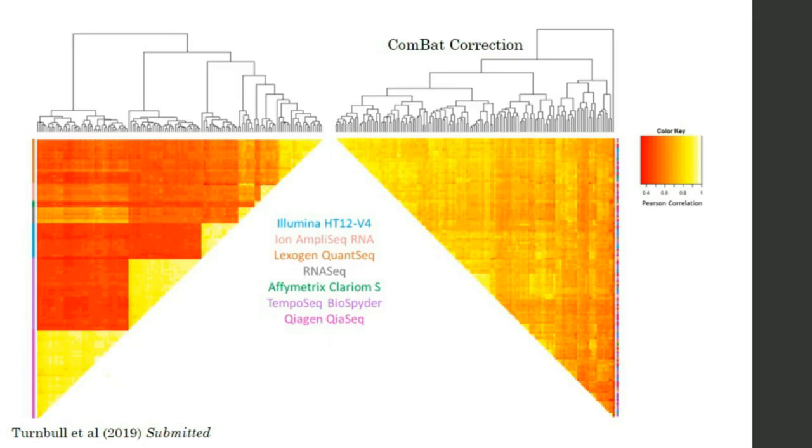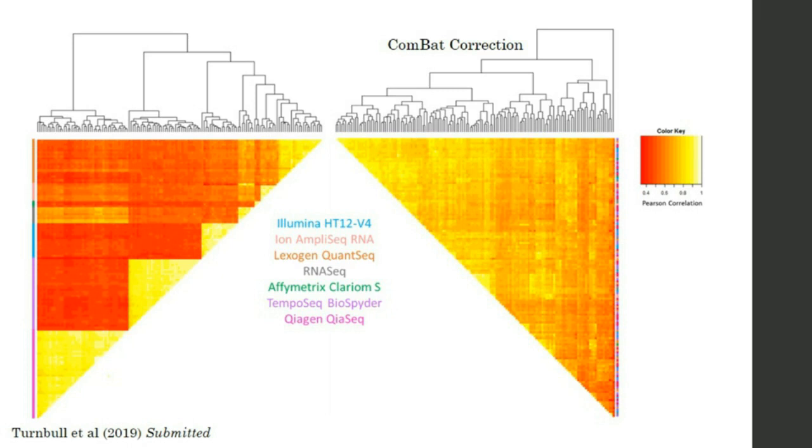So this is, again, something similar to what I showed you before. We have a Pearson correlation heat map. If we look at the left-hand triangle first of all, the colors down the left-hand side correspond to the different platforms. You can see the legends in the middle. Those colors correspond. So the blue is Illumina, and the pink is the QIAGEN QIASeq. And along the top, we have the samples represented as a dendrogram with hierarchical Pearson correlation clustering.